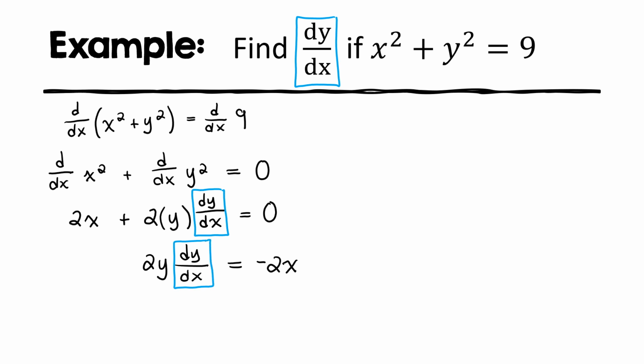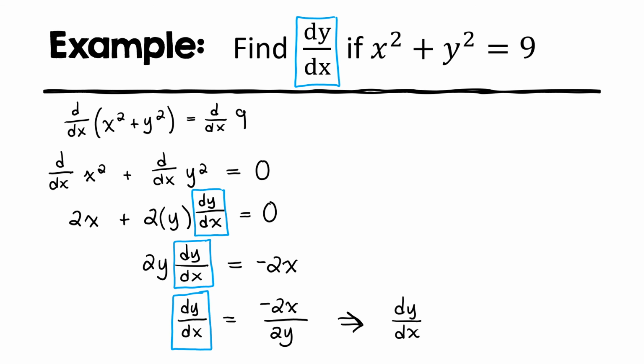Now this is a 2y times a dy dx, so we'll divide both sides by 2y. So we have dy dx is equal to negative 2x over 2y. And now we've solved for our dy dx. All we have to do is some simplification. So our 2's will divide out, and we have that dy dx, the derivative of y with respect to x, is equal to negative x over y.